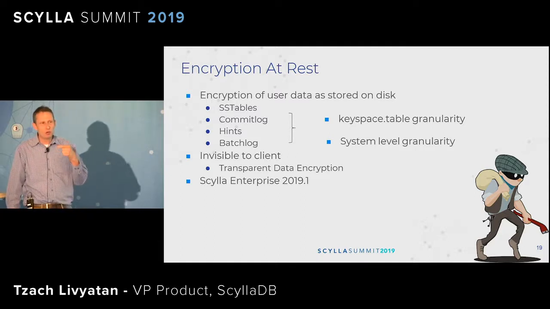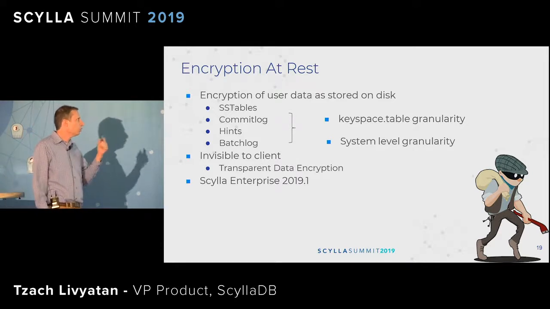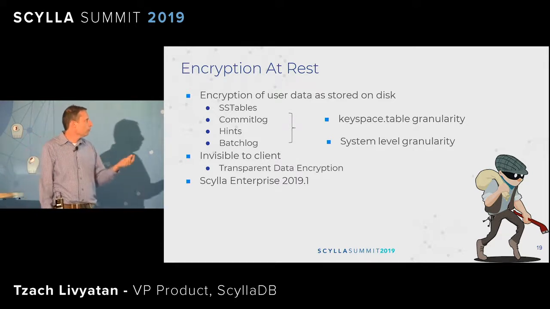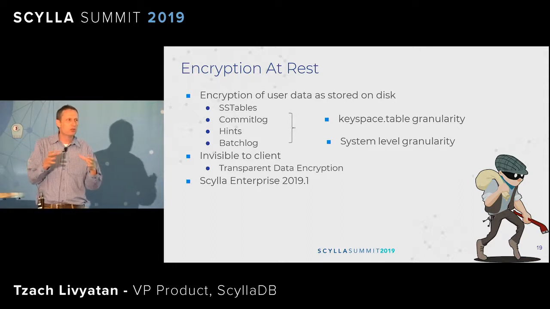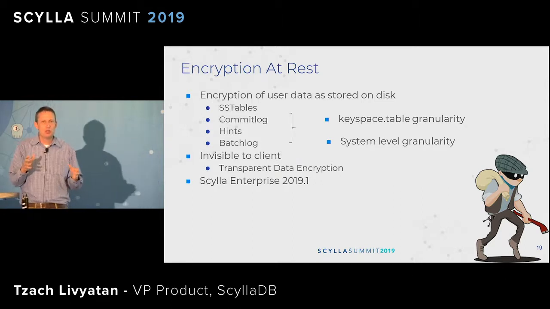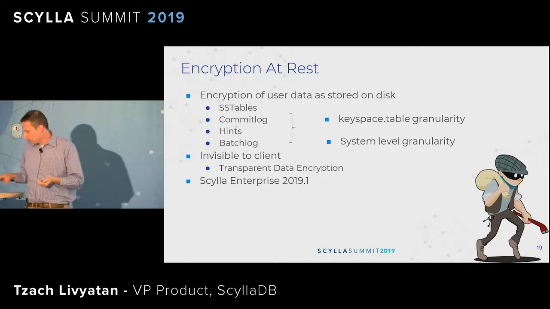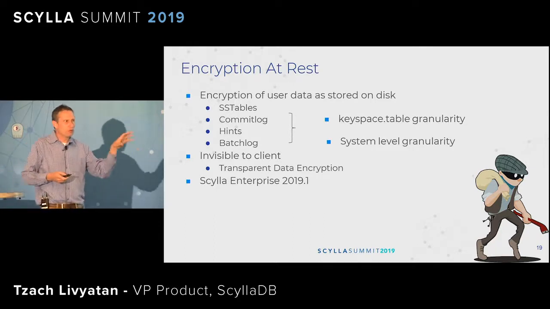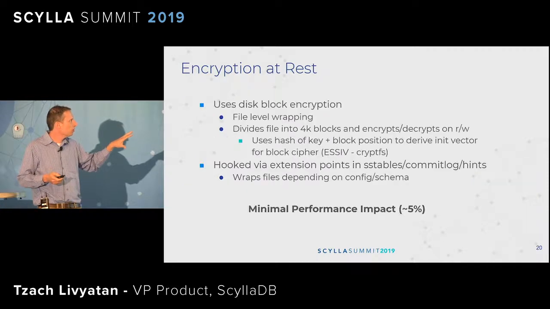There is also information which might be sensitive user information in other files on the disk. It can be in the commit log, hinted handoff files, and batch log. All of those are basically temporary queues which hold user information, and usually not as much. They can have a lot of information or some information, but not as much as the SSTable. And each of these components has a slightly different definition of encryption. So for SSTable, I will skip that in the interest of time.